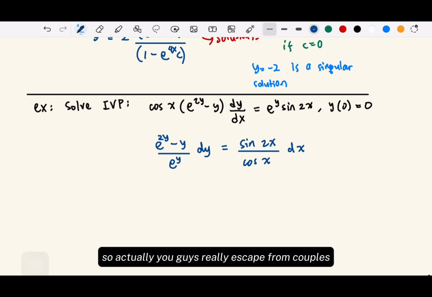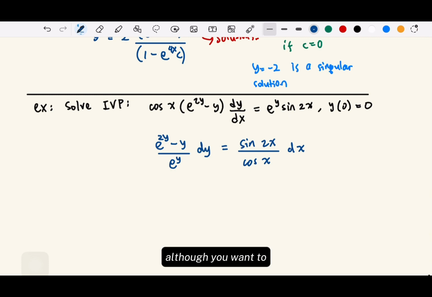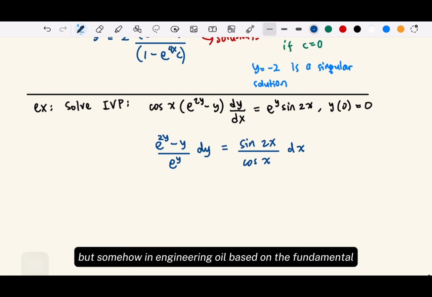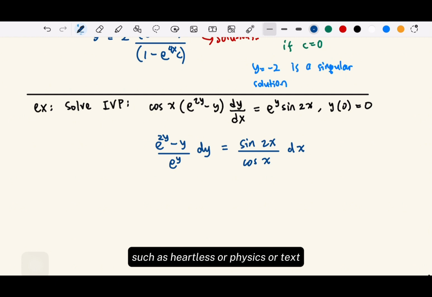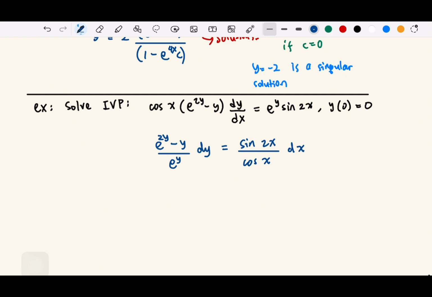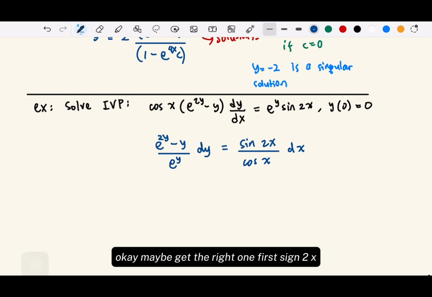So actually you can't really escape from calculus, although you want to. I don't want to see that formula again, but somehow in engineering, all will be based on the fundamentals such as calculus or physics or chemistry. Okay, maybe the right one first.